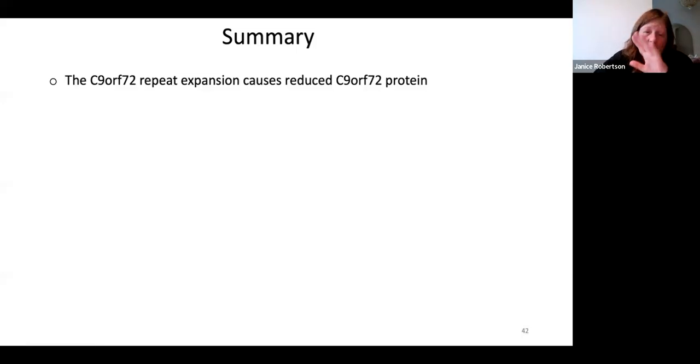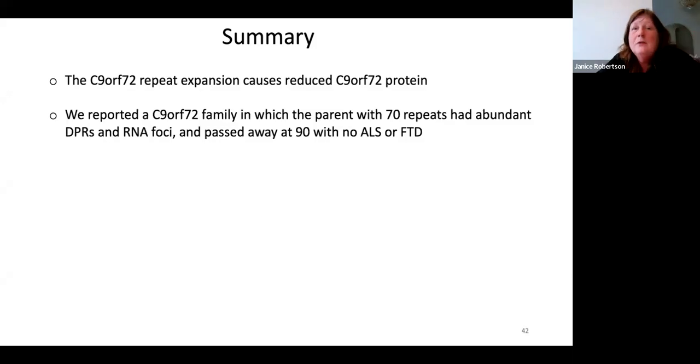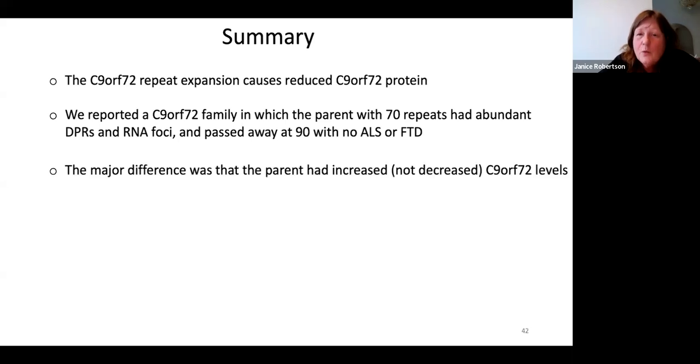I don't want to go into lots of detail on every single aspect of the project. I'm really keen on questions, but I just want to give you a review of what I've talked about. The C9orf72 repeat expansion causes reduced C9orf72 protein. We reported a family in which the parent with 70 repeats had abundant DPRs and RNA foci and passed away at 90 with no ALS or FTD. The major difference was that the parent had increased, not decreased, C9orf72 levels.